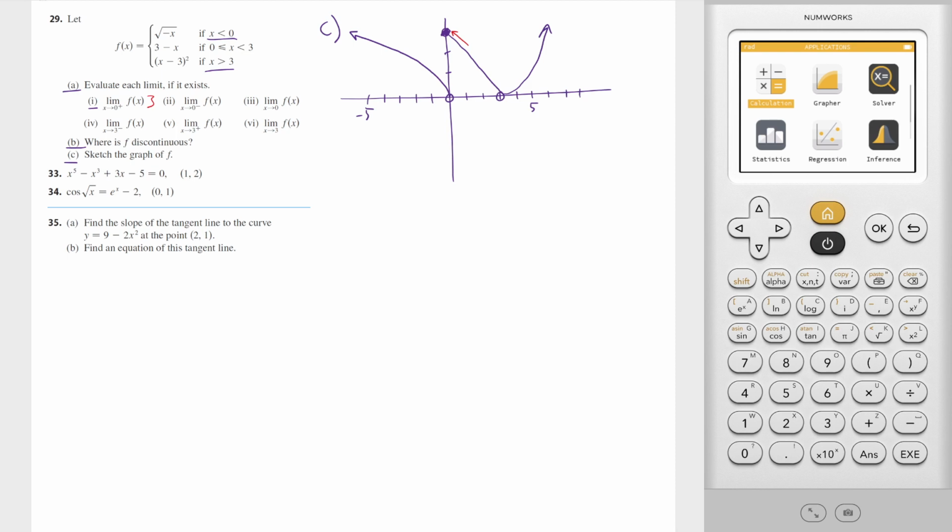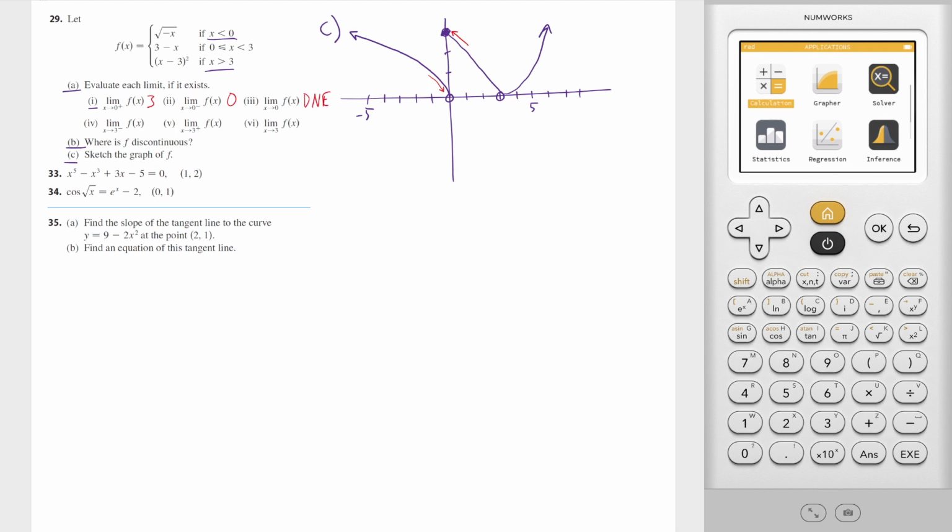If I'm approaching 0 from the negative, then it's going to be 0. And the limit as x goes to 0, well, from the negative it's 0, from the positive it's 3. Since those are not equal, the limit does not exist.